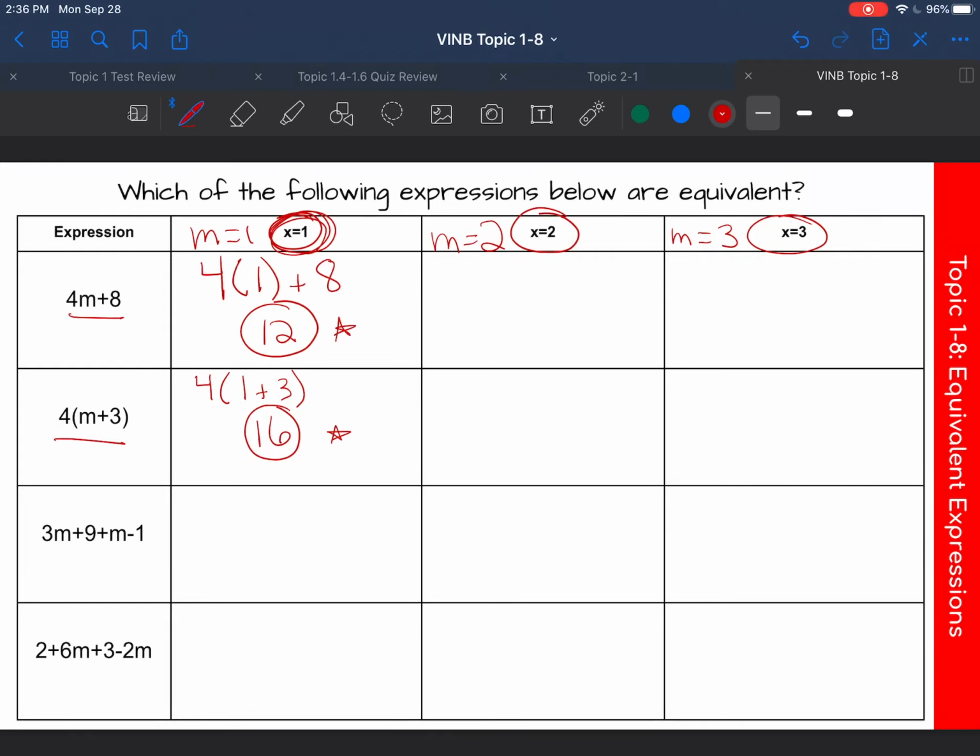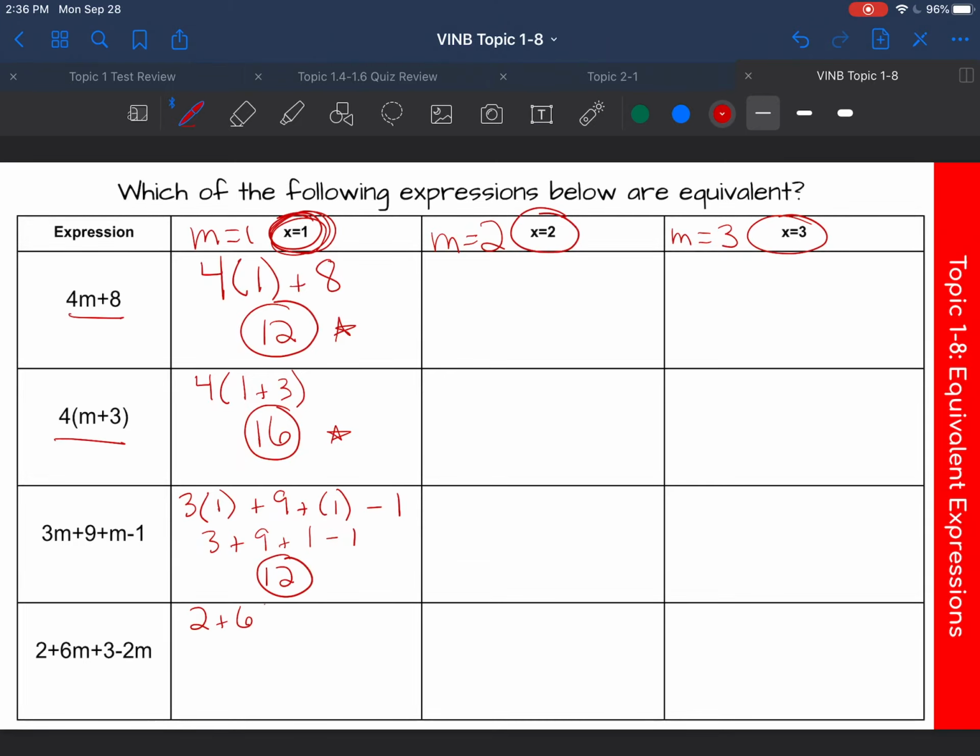Let's see. Then we have 3 parentheses, and we plug in 1 for m: 1 plus 9, plus 1 minus 1. And we do left to right. So we have 3 plus 9 plus 1 minus 1. 3 plus 9 is 9, 10, 11, 12. Plus 1 is 13. Minus 1 is 12. So we have one matching one.